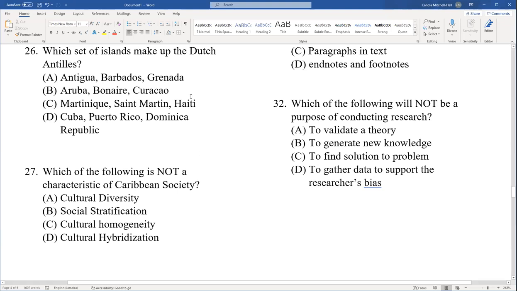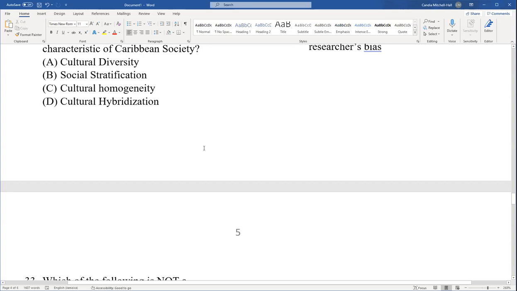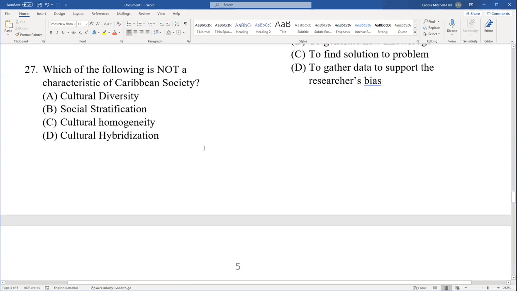Because what they could do, you know, is that next year they could change the question to say, which set of islands make up the Netherlands Antilles? And you go and study Dutch Antilles, and you say, oh God, what is Netherlands Antilles? It's the same thing. All right, 27.